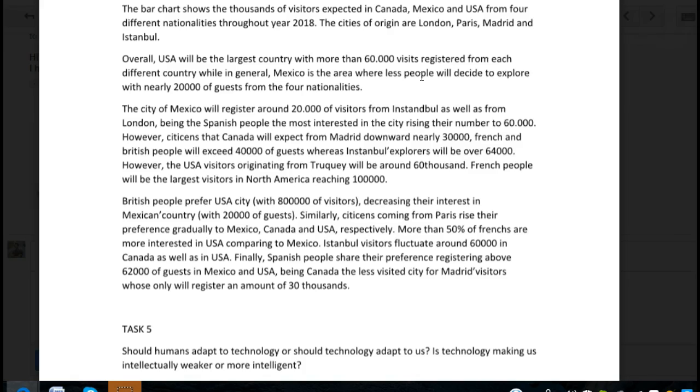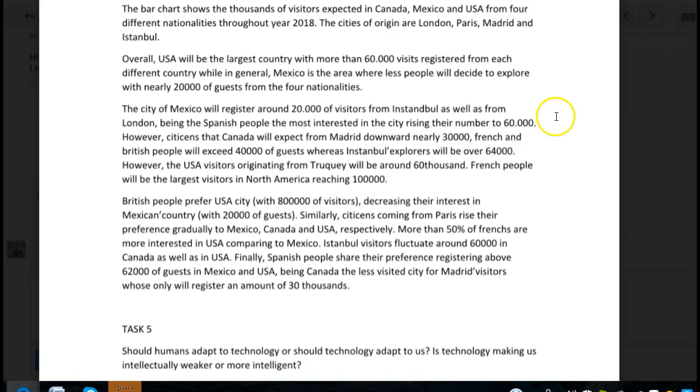Let me say it again, that the countries are where the visitors are coming from, and the cities are the places they all plan to visit. So you've really reversed this. It's not so much that your grammar is a problem, but it's your understanding of the bar chart. So when you correct this, you'll really need to make sure that you've indicated this in your new answer.